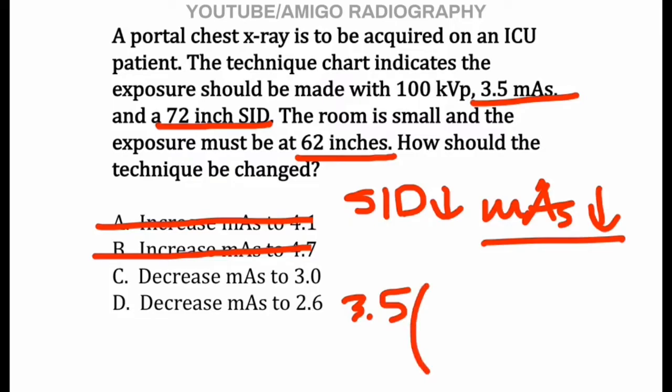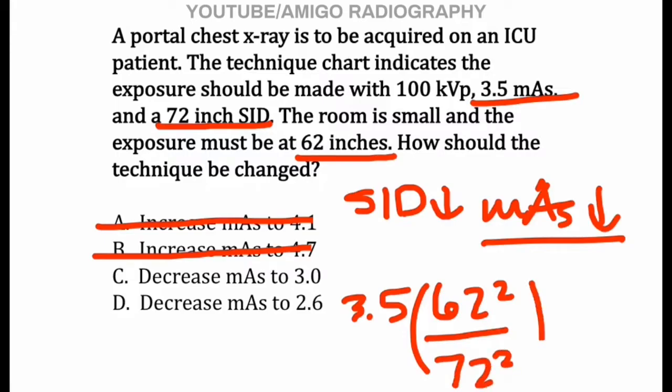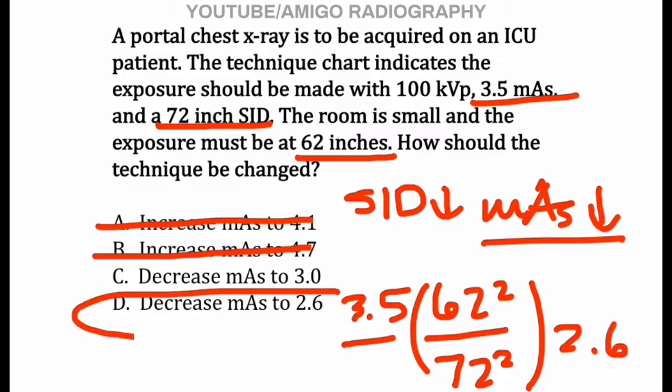We know that the mass has to go down, and so we put the smaller number on top, 62 squared, over the larger number, 72 squared. That is going to decrease our initial mass, and that's going to give us a new answer of 6.2 mAs. So we know the answer is D.